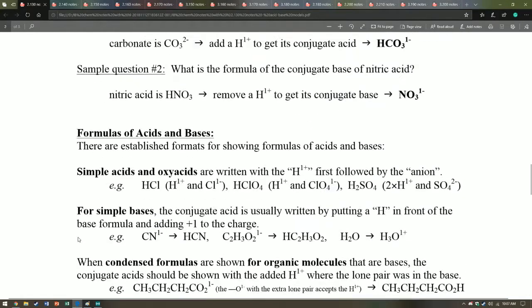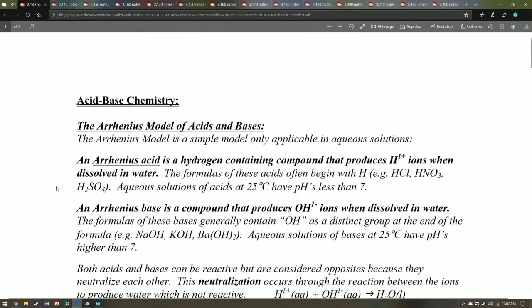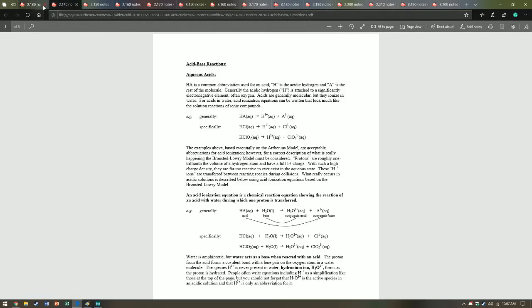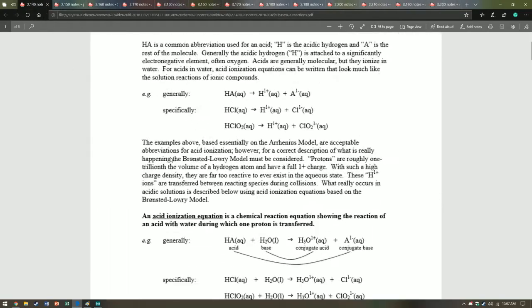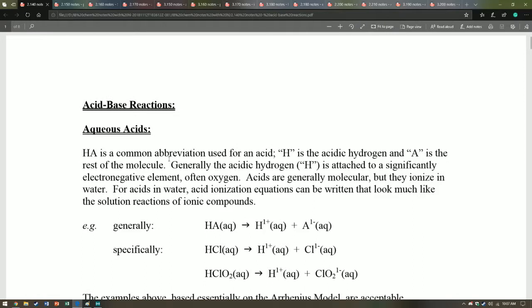All right. Now that we sort of have some basic terminology underway, let's move into acid-base reactions. Generally, if we're just writing a generalized acid, we just use HA or H2A or whatever. And generally, the acidic hydrogen is attached to a significantly electronegative element. So it's attached to a very highly electronegative element, such as oxygen, nitrogen, or fluorine.